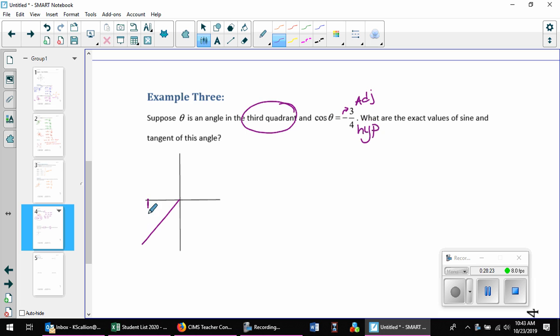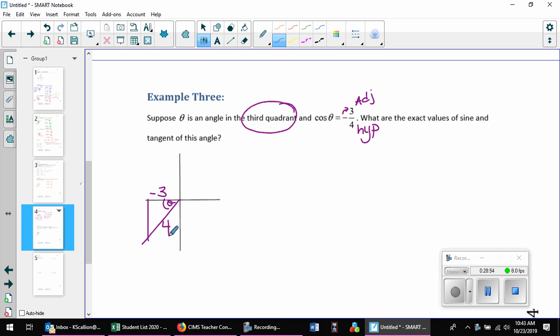So I'm going to draw my triangle. My theta is here, or my theta reference is here. I know that my cosine, so adjacent, where's adjacent? And we said cosine was the x value, didn't we? And my hypotenuse would be 4, right? Because cosine is adjacent over hypotenuse. We know hypotenuse can't be negative, so it has to be the 3 that's negative.